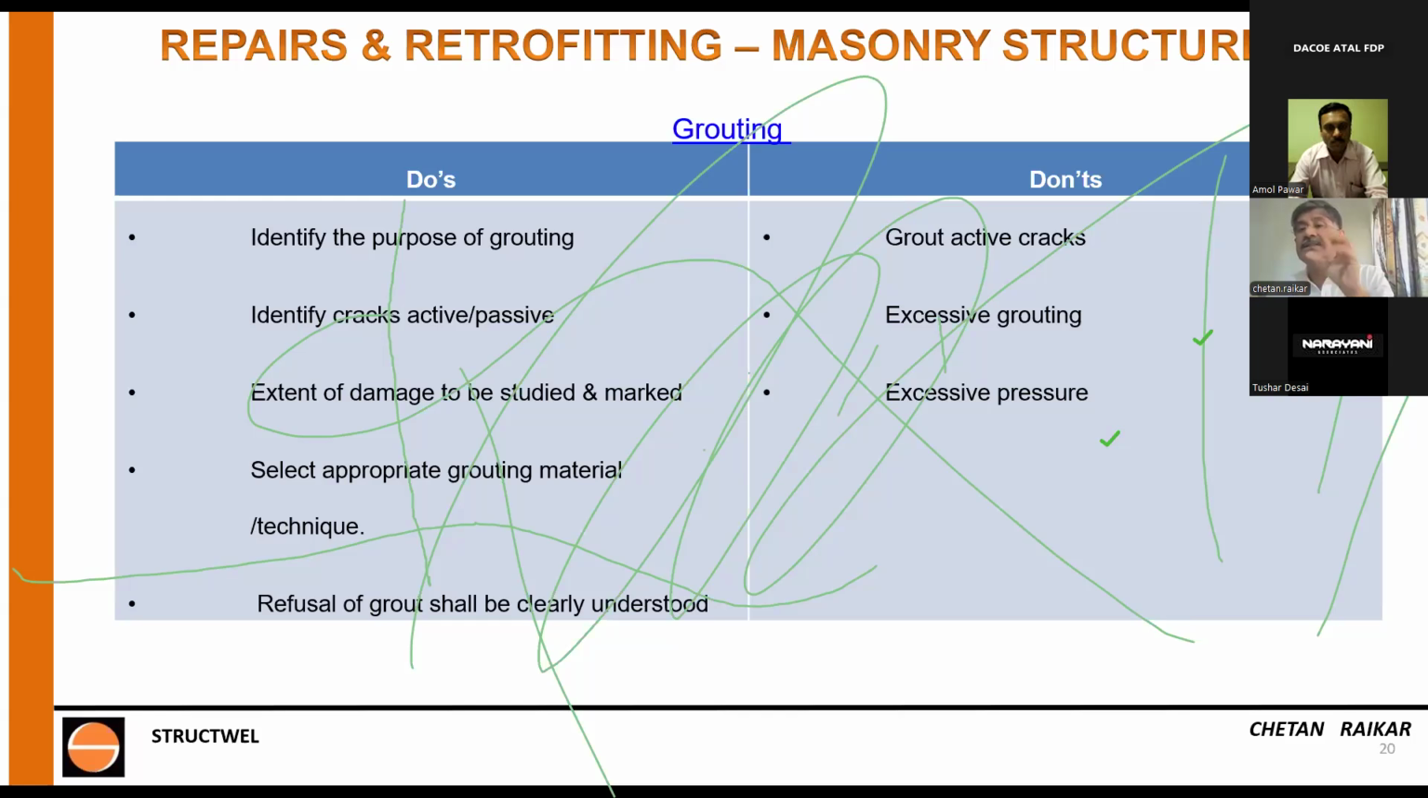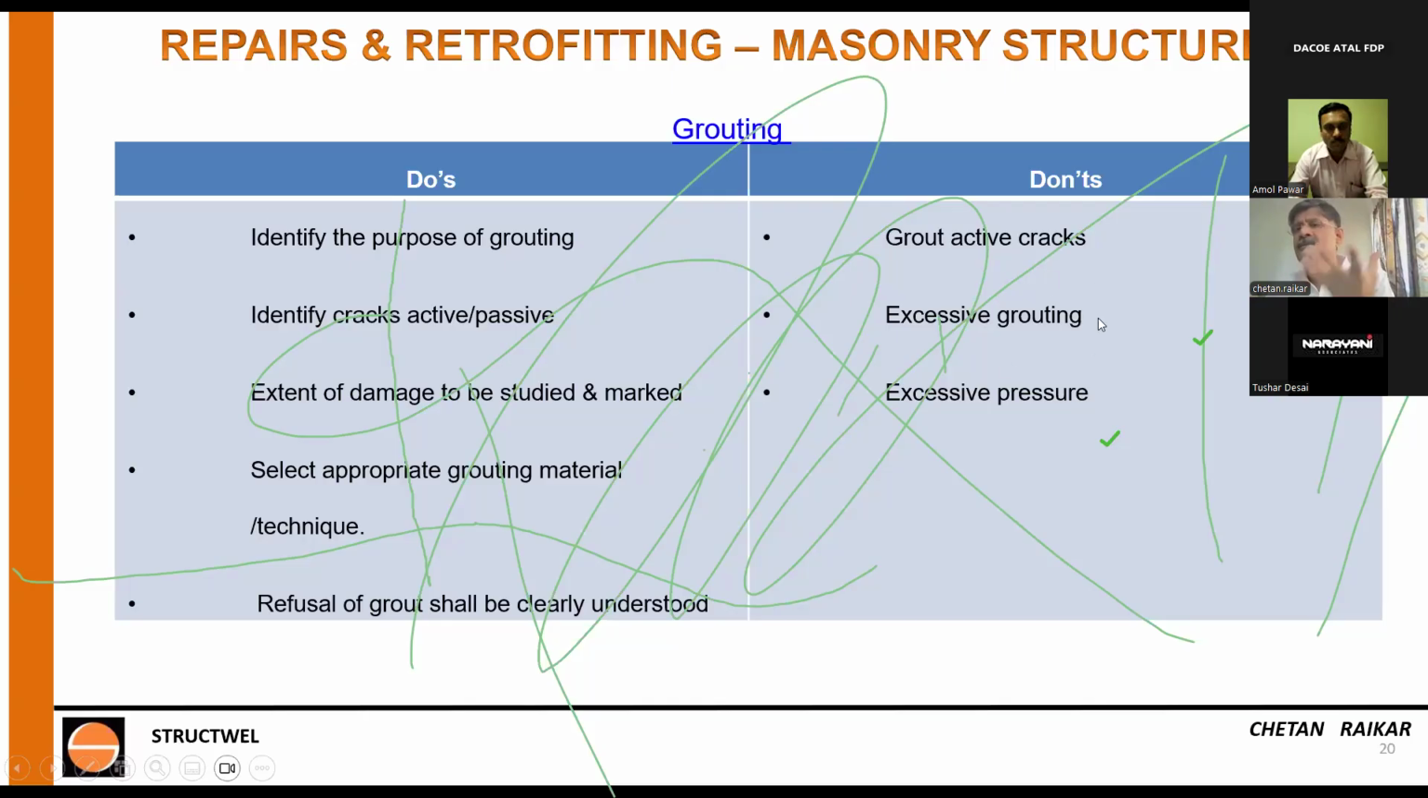Many times it's a false refusal from the structure because there is clogging or hardening of the material inside while you are grouting. That has to be very clearly understood. It requires a little experience. And don'ts means: do not grout active cracks. As I just said, if you grout them, they will reappear, so it's a wastage of money. Avoid excessive grouting.